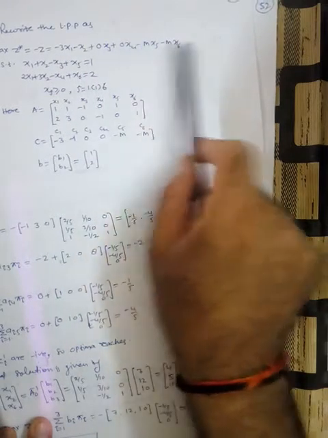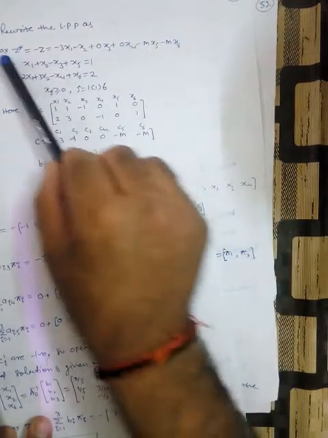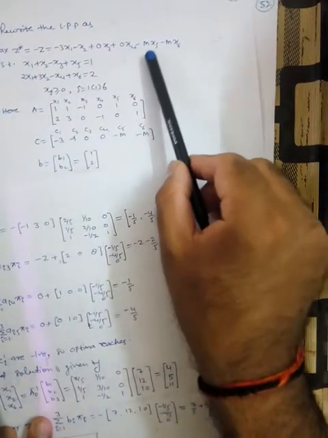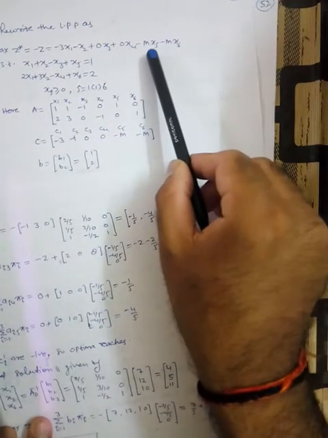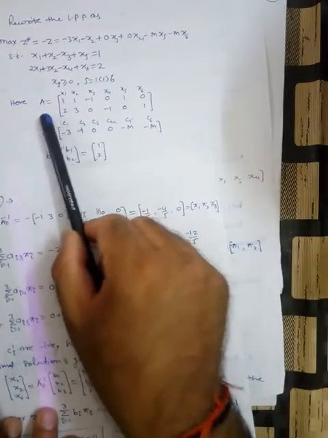Fine. Now here there is no slack variable, so surplus variables x3, x4 get 0 in the objective function, and now you have to impose the penalty, because in the big M method we have to impose the penalty. Since this is a maximization, so minus M x5 minus M x6, this is the penalty. So now what is the coefficient matrix?